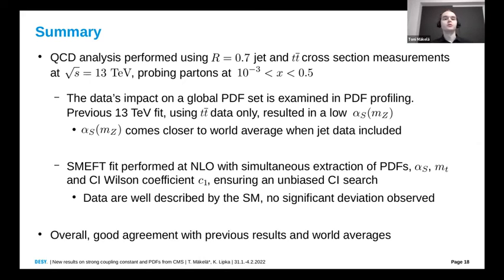Okay, and now to summarize everything, the QCD analysis is probing partons roughly between 10^-3 and 0.5, and we have examined the data and the data's impact on the CT14 PDF set. We can now explain that if we add the jet data to the top data, the previously seen very low value of alpha S is shifted up and goes closer to the world average.